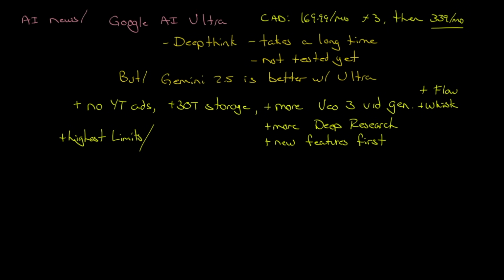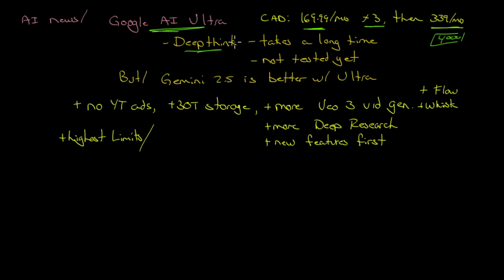I don't have much this week. I am now a Google AI Ultra subscriber. DeepThink is now part of the AI Ultra package, so I took it. It was $169.99 a month for 3 months, then it jumps to $340 a month. That's going to be $4,000 a year just for this thing here. Is it going to be worth $4,000 a year?